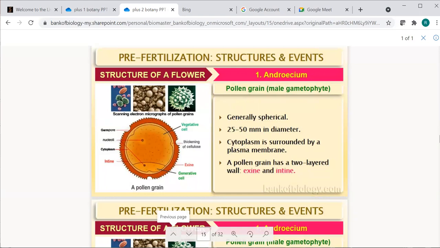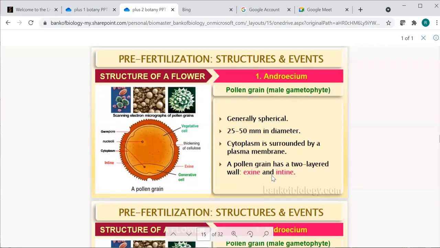Pollen grain. Pollen grain is generally spherical and उसका size है 25 to 50 micrometres in diameter. It is surrounded by a plasma membrane and it has a two-layered wall which has exine and intine. This is a pollen grain. एकदम अंदर वाला चीज है.